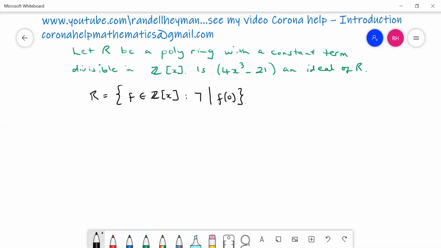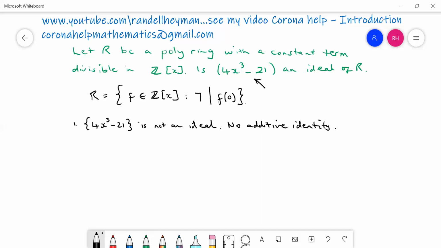Okay, so the next sentence has this thing here. Now, what does that mean? You need to be a little bit nuanced with the notation here. If you mean this, so this is a set that just contains one element, the element 4x cubed minus 21. Well, that is not an ideal. Why? There's no additive identity.